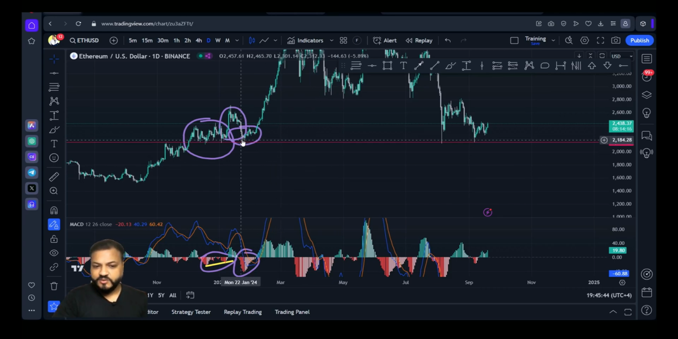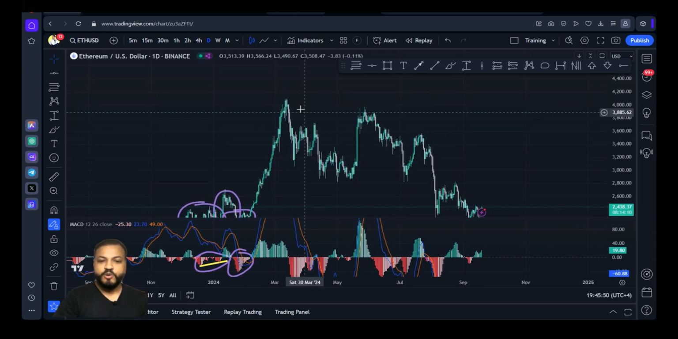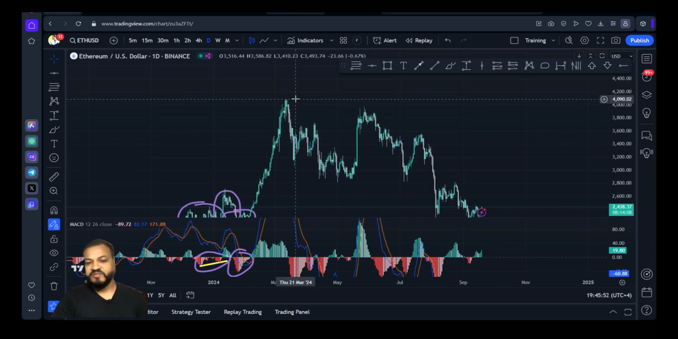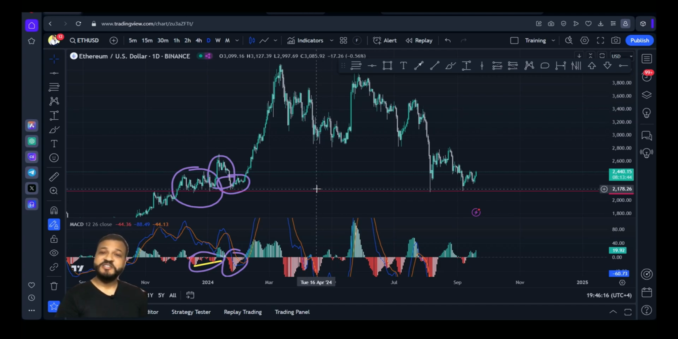And what's the price over here? It's approximately 2200, right? And once we see above, it made an all-time high, the all-time high which we haven't broken until now. So this is how the big players, the smart money, or the whales, you call it anything, they play with us.